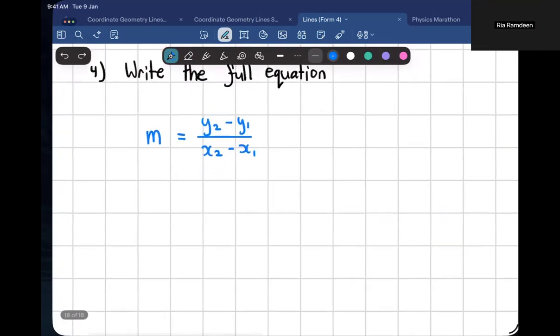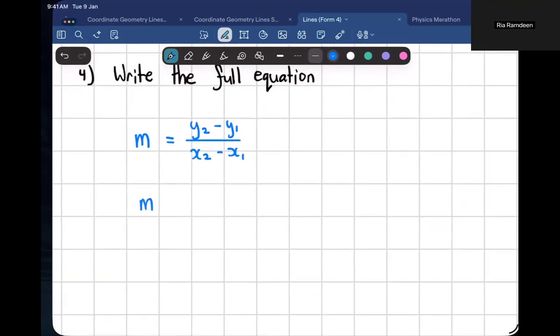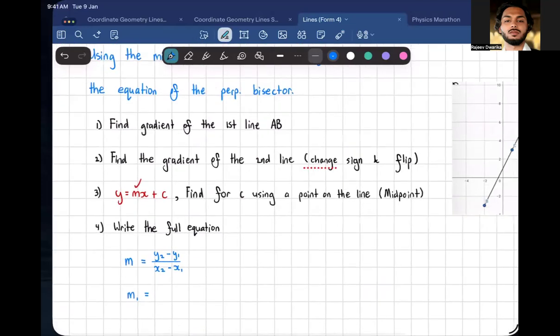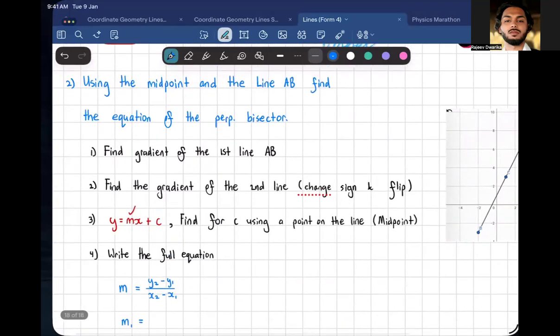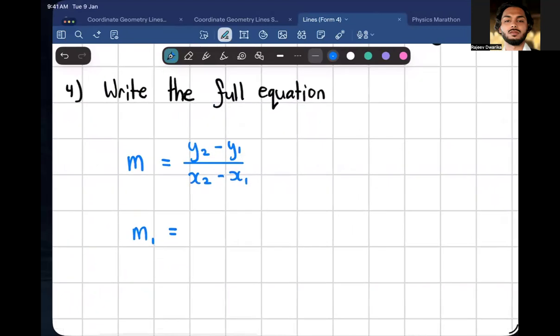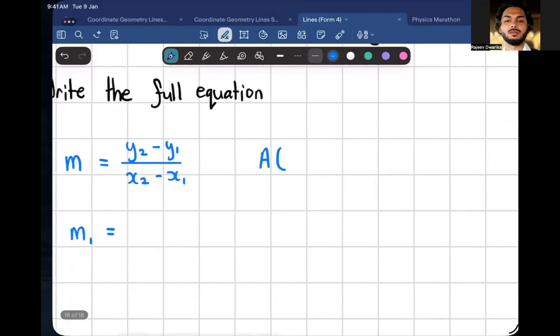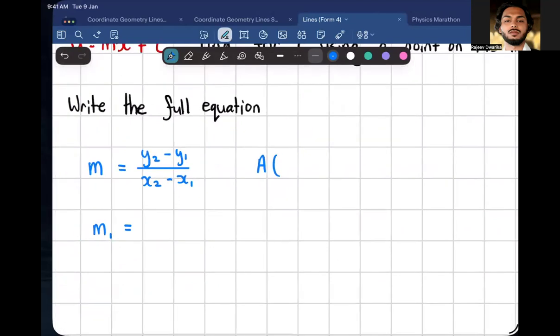Great. So for me to figure out the gradient of the first line, AB, I need to use our formula. So do you remember what A was? Ria, do you remember what point A was? Do you have it copied down? Point A. I lost the page.